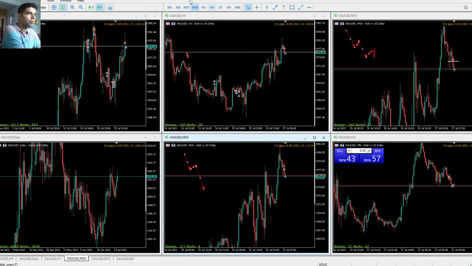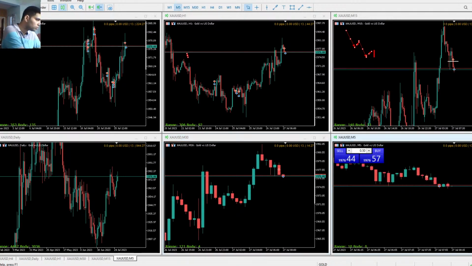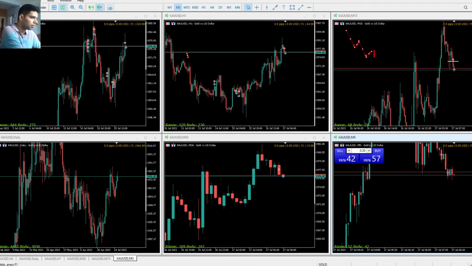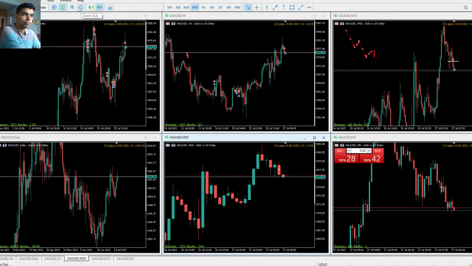Let's see how this 5-minute candle closes. Okay, this 5-minute candle closes above this 1976. Anyway, I'm done for the day, so I'm not taking any trade. I'm not losing the few profits I have made, so I don't want to lose the profit, so I'm not taking any more trades today, maybe tomorrow.